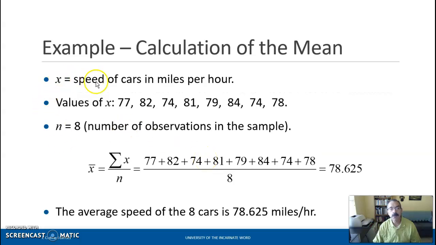So again, the variable here is the speed of cars in miles per hour. The values of the variable are here, the same that we saw on the previous slide. There are 8 values in the sample, so lowercase n is 8. And so we calculate the mean using our formula, which says sum the values of x divided by the number of values, which is 8. And if you carry out this calculation, you obtain 78.625. So we say that the average speed of the 8 cars is 78.625 miles per hour.